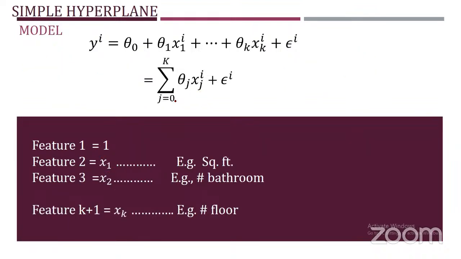So that is the case. This is just to simplify it. This assumption has been taken. X naught is going to be 1.